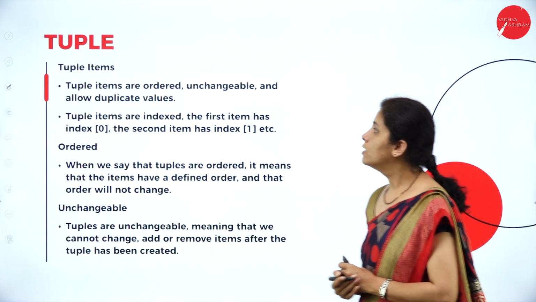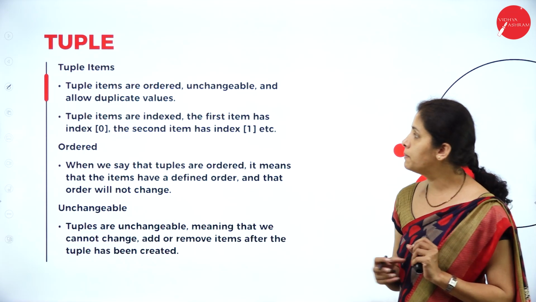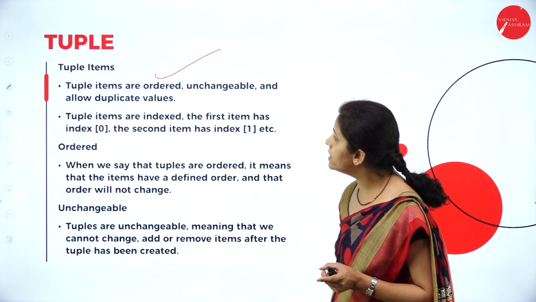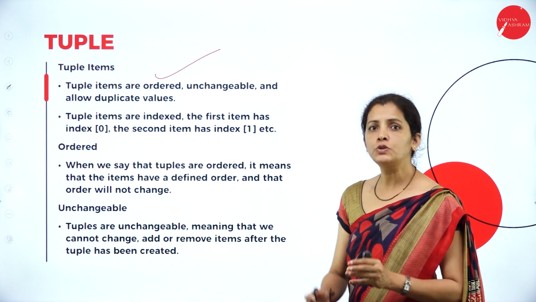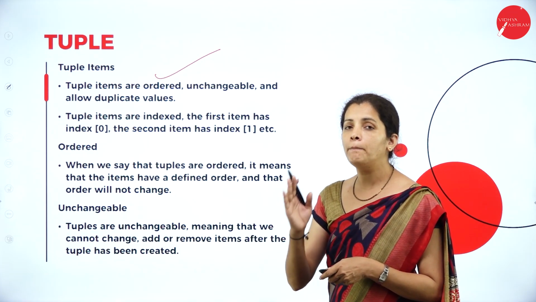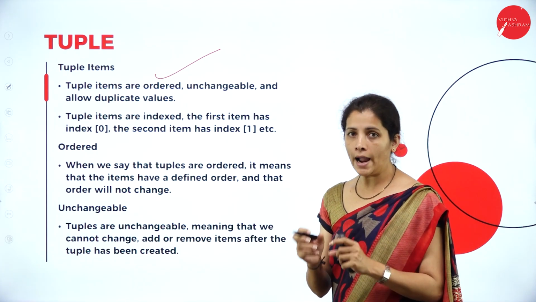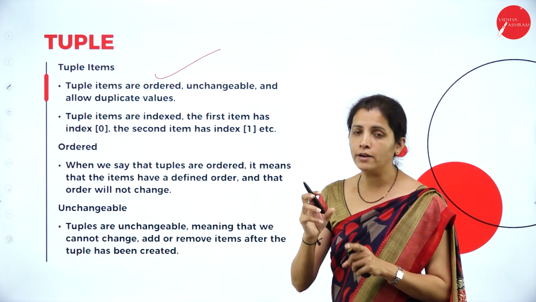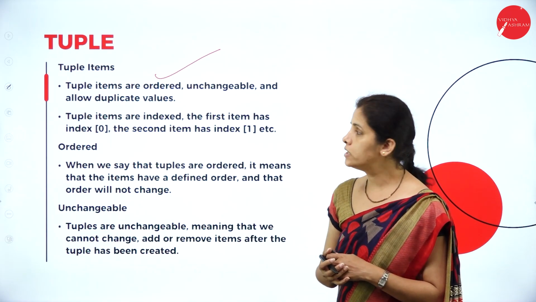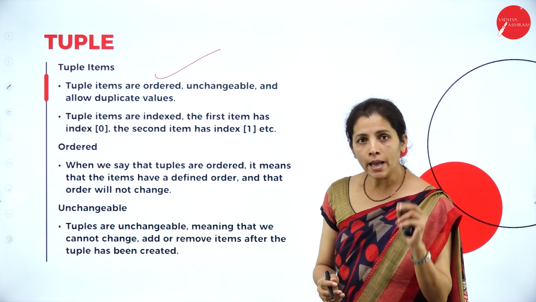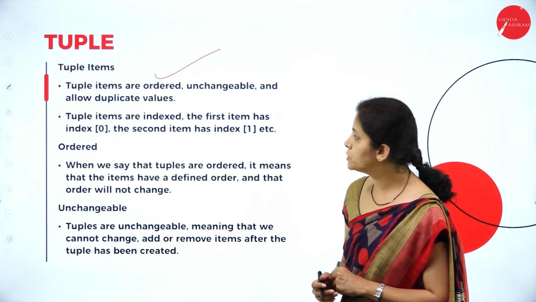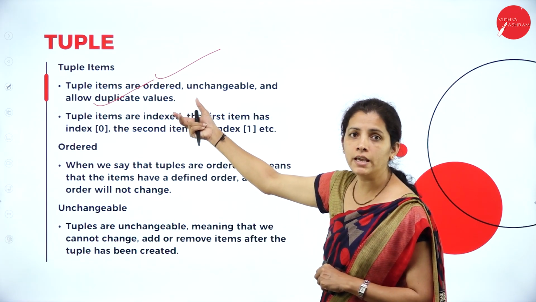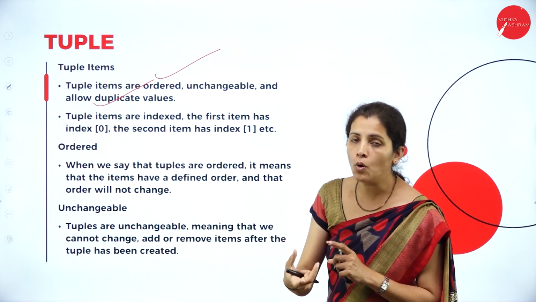Okay, fine. Now, what kind of item can I have in my tuple? I can have ordered, unchangeable and duplicate values. All the elements are placed in some order. Once the tuple is created, I am not able to change the element, or change the order. And I am able to store multiple values. So, it allows duplicate values. I can have the same value 2 or more times.